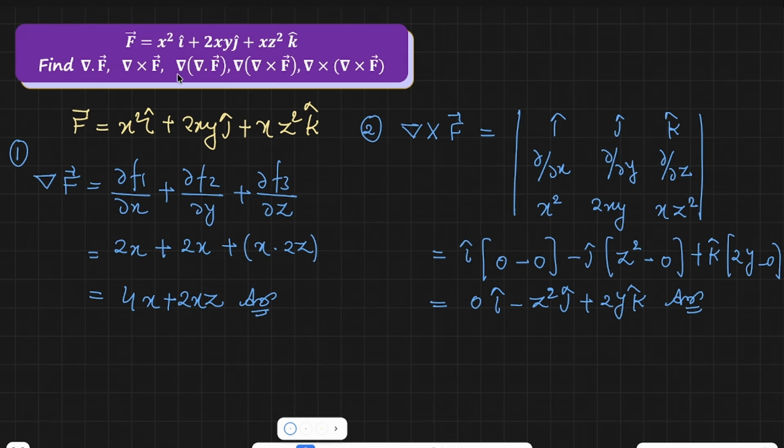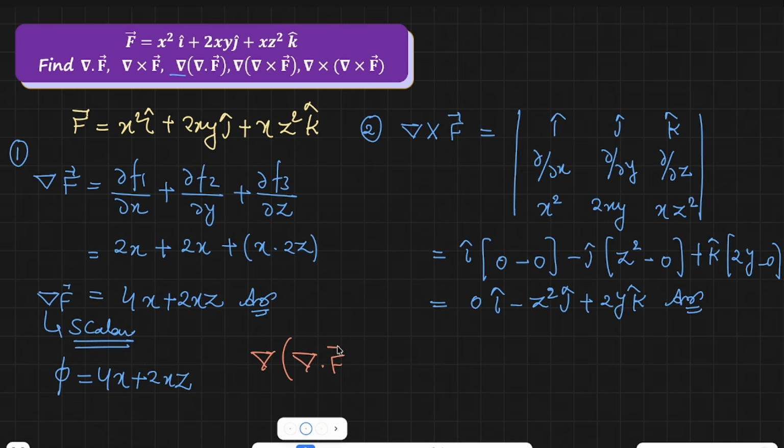Now it is saying find out the gradient of this divergence, because this divergence term is a scalar quantity. Now let's say this is phi. So phi is equal to 4x plus 2xz. It means the question is to find out the gradient of this divergence, that is, the gradient of phi. So what's the meaning of this? This is del phi, and phi is 4x plus 2xz.